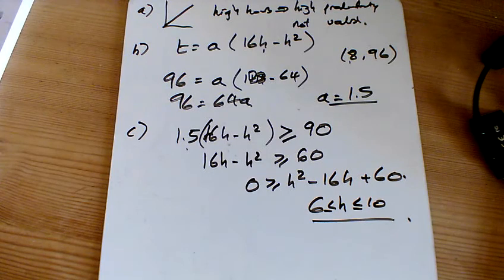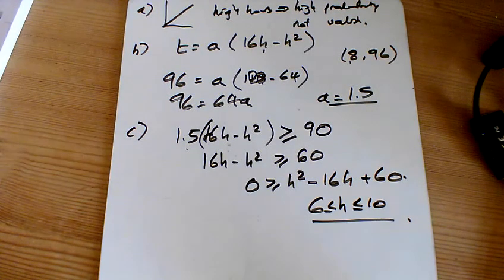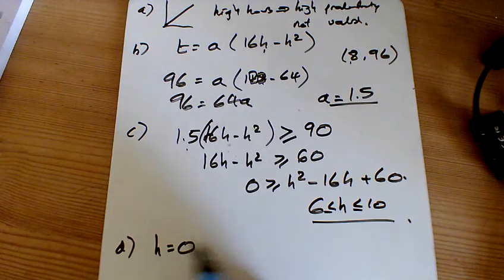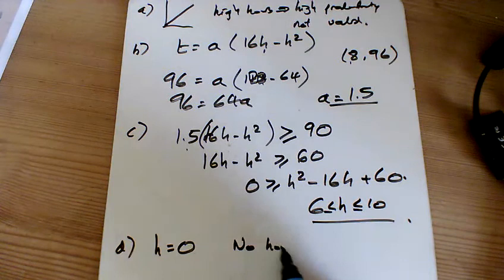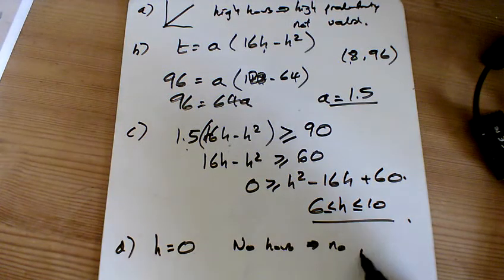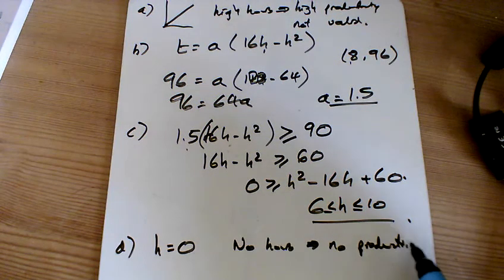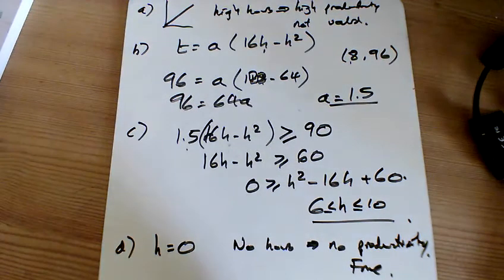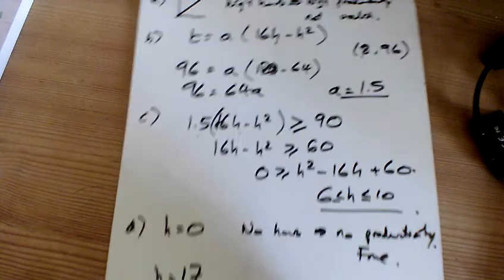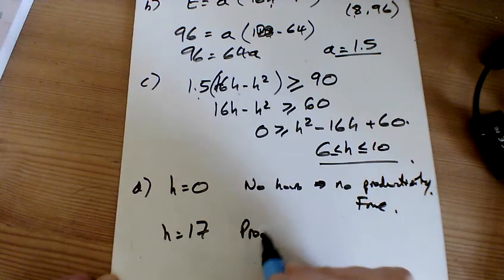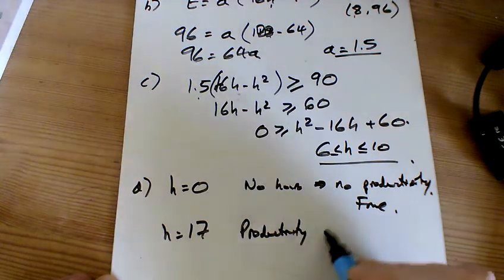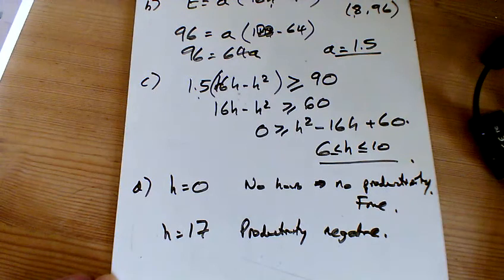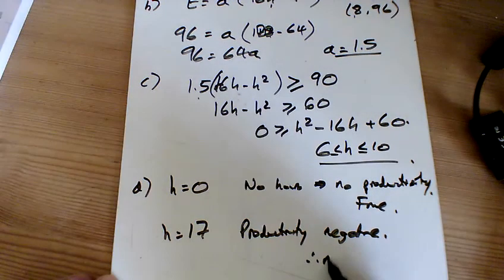Finally, in part D, comment on how realistic each model is in the following cases. If h is equal to 0, so if you did no hours work, then you'd get no productivity. Yeah, that sounds good, doesn't it? If you didn't work at all, that's fine. But if h is equal to 17, then the productivity would be negative. And I think I might even tap it in and find out what score I got. But it's obviously, therefore, not realistic here.